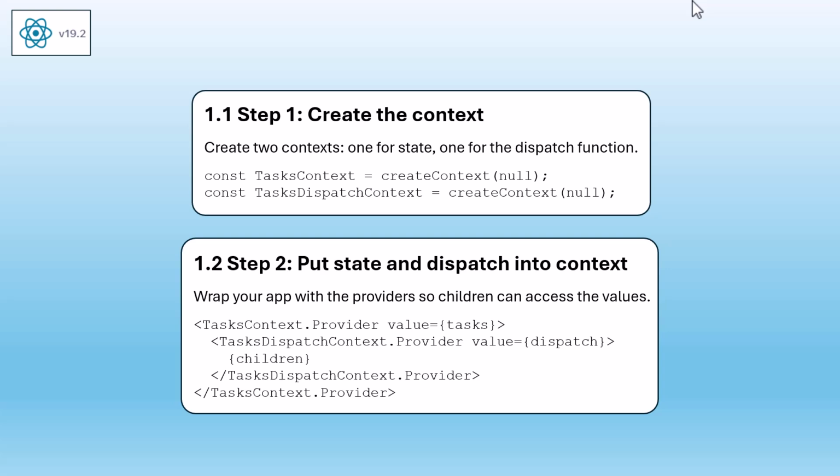1.2 Step 2. Put state and dispatch into context. Once you have the reducer logic that manages state updates and you have your context objects, the next step is to wrap your component tree in providers for those contexts. You run the reducer to obtain a state value and a dispatch function, and then you provide these through the respective contexts. In effect, this makes both the current state and the mechanism to act on that state available to all components underneath. By doing this, you're liberating your nested components from needing to receive props for state or event handlers. They can instead read from context.